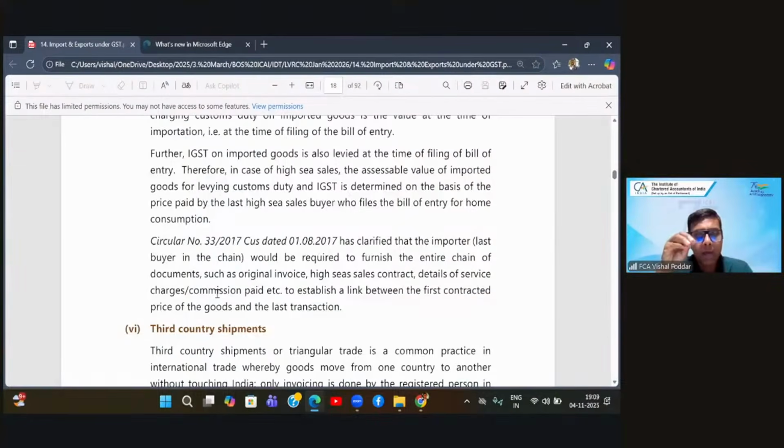Similarly, while the goods are in high seas, if again there are 2-3 sales before the goods reach India and they are cleared, the question is, while clearance, who will be paying the duty? Who will be doing all the compliance?